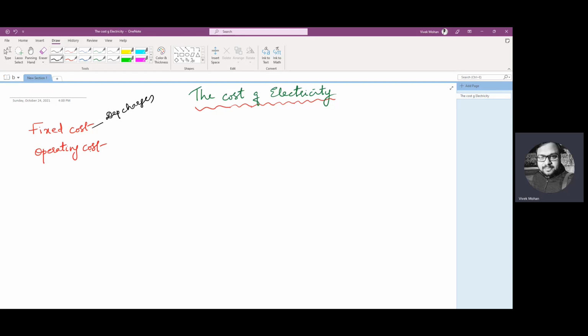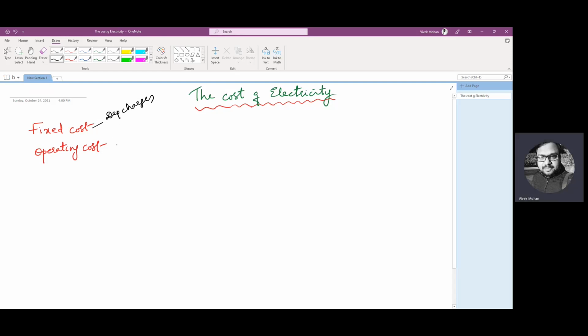These investments represent huge sums, right? Maybe in millions of dollars or billions of dollars. So after the usage has started, there will be depreciation. So depreciation charges have to be included.